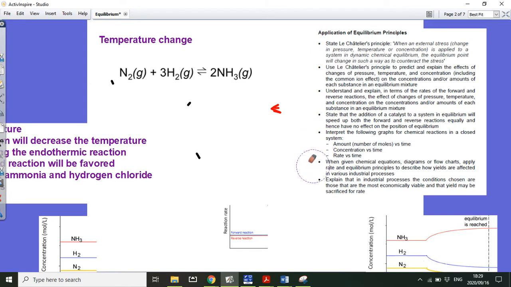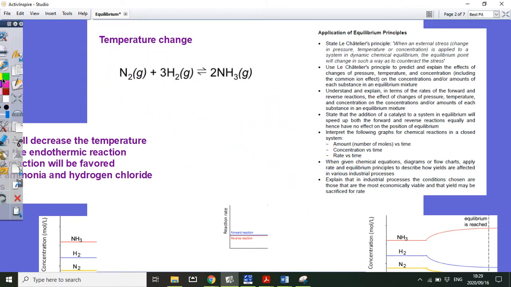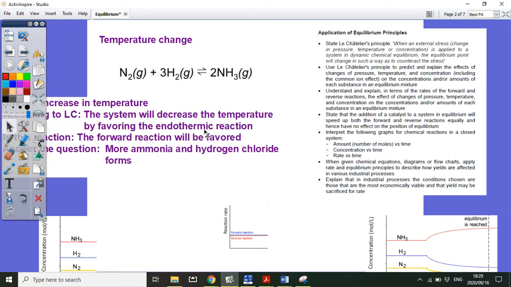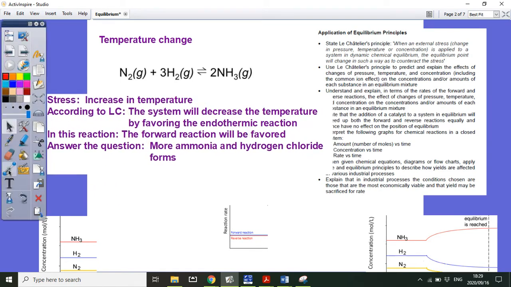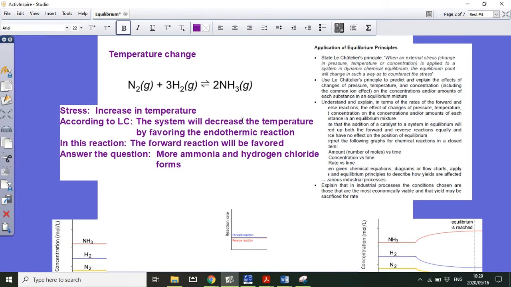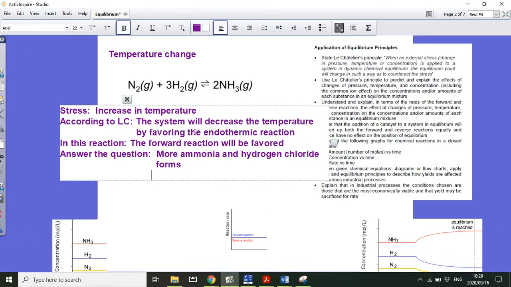So the answers that I typed here was for a previous question, but I'm just going to quickly adjust it. So if we look at this one, if we have an increase in temperature here, so the system will decrease the temperature, yes, by favoring the endothermic reaction. But in our reaction here that we just had, the reverse reaction will be favored and more nitrogen and hydrogen forms. There we go. So you've got your steps there nicely in order now.